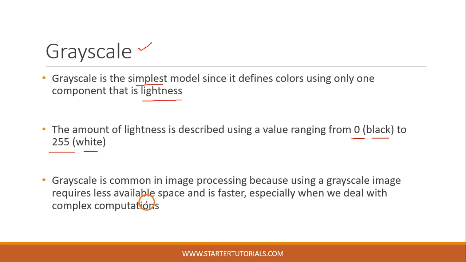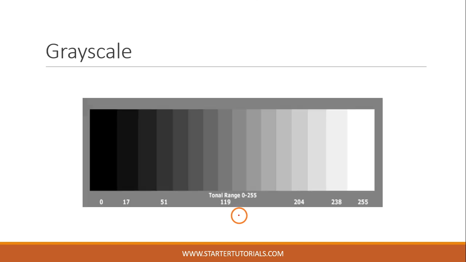Grayscale is simple and popular because it requires less storage, since there is only one component to store, and it is also faster. This is the grayscale spectrum. You can see 0 is black and 255 is white. In between 0 and 255, you have different shades of gray. That's why it is called grayscale.